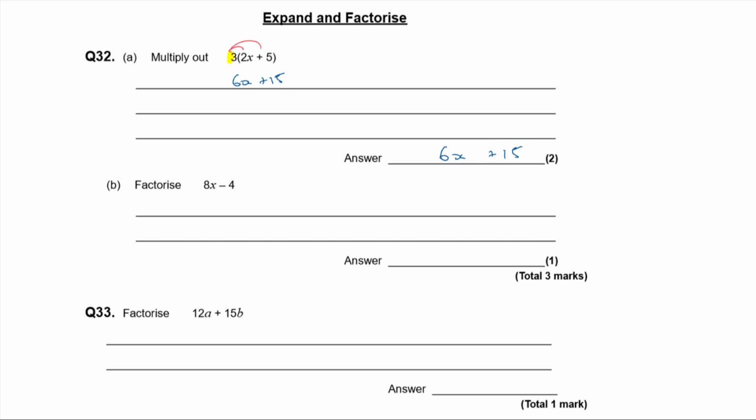Factorising is going back the other way, and that's putting brackets back in again. So what goes on the outside of the bracket is what's common. So what's common for 8x and 4? Well, 4 is a factor of 8x and 4 is a factor of 4. So I can take 4 out.